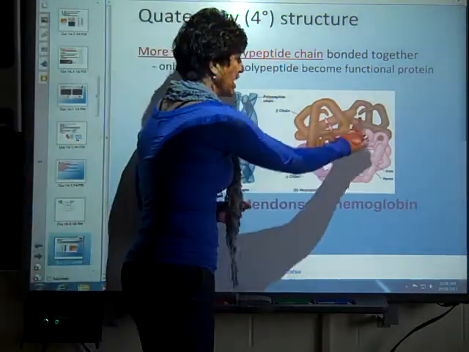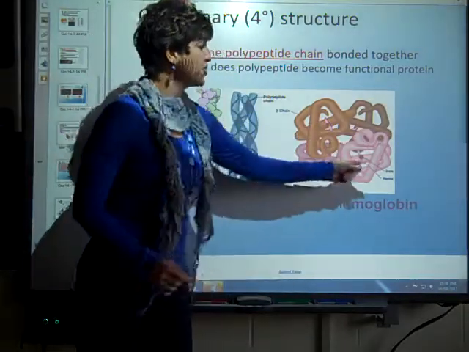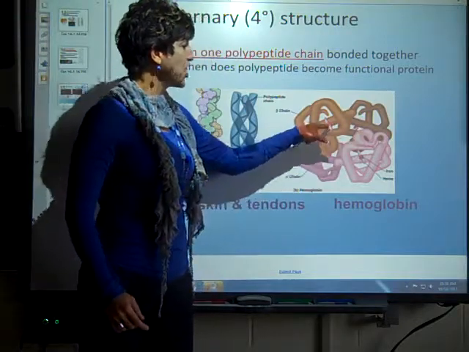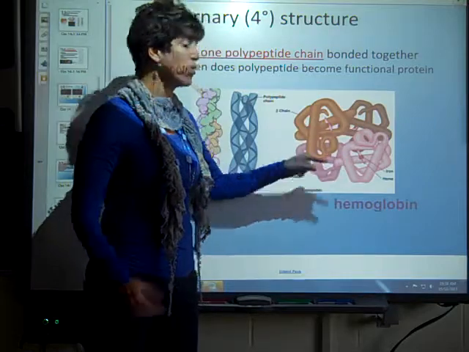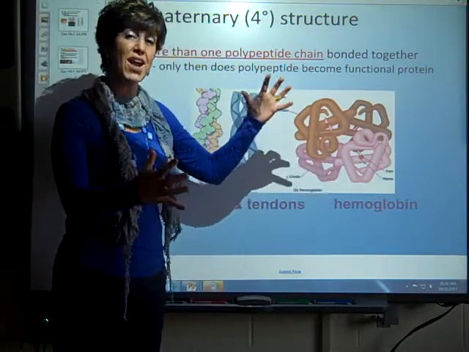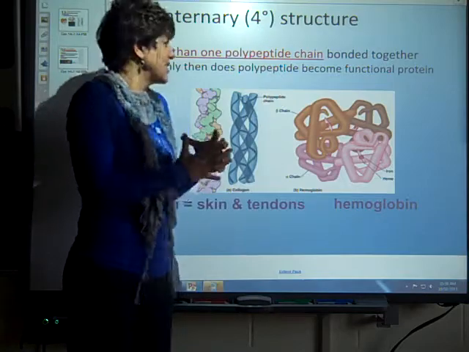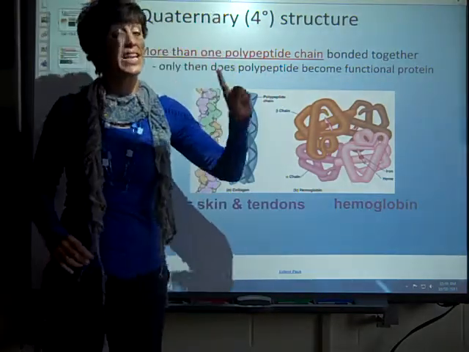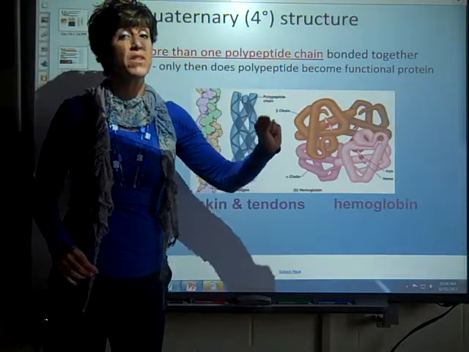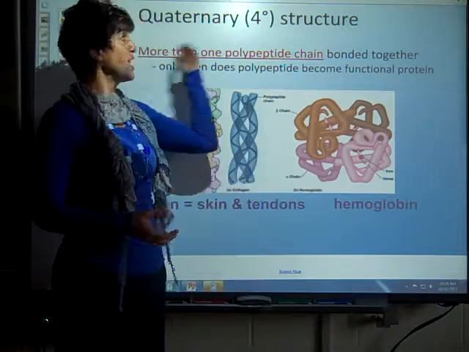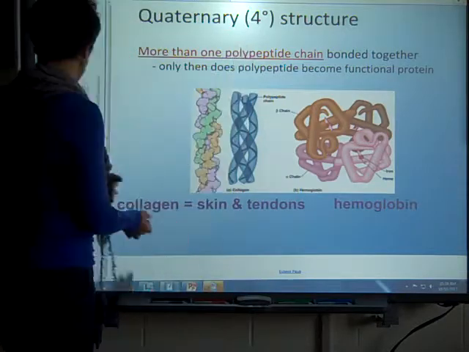Here are the 4 chains. There are 2 alpha chains in pink. There are 2 beta chains in brown. Each chain has little iron molecules at the center of it. Its unique shape is due to the interactions of these 4 chains coming together. That is quaternary structure, and it only is true for a molecule that has more than one polypeptide. If your protein is a single polypeptide, it will not have quaternary structure.